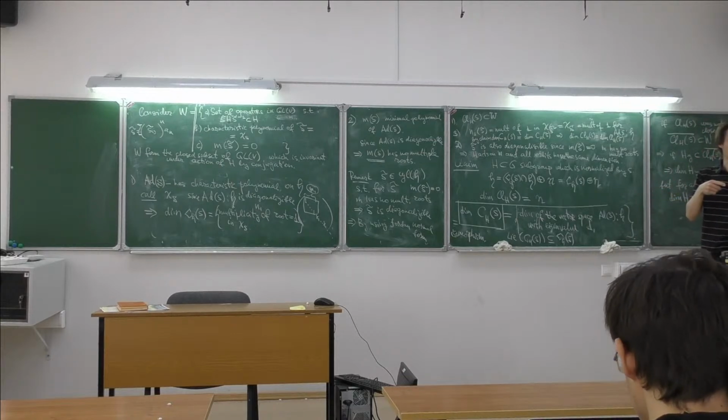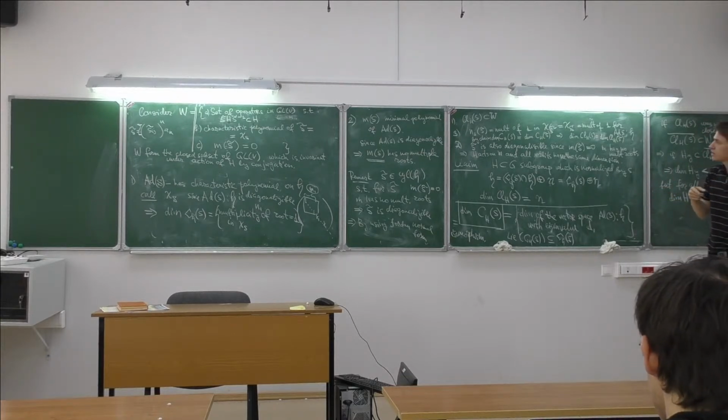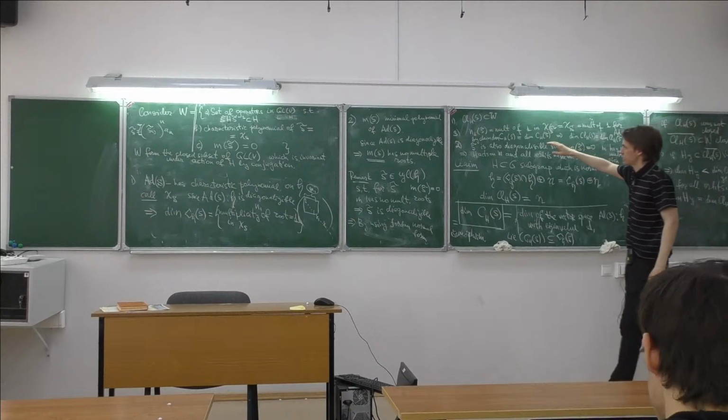Then I forgot your second question: why do all the orbits have the same dimension under the action of H? Yeah, this is because of the following.